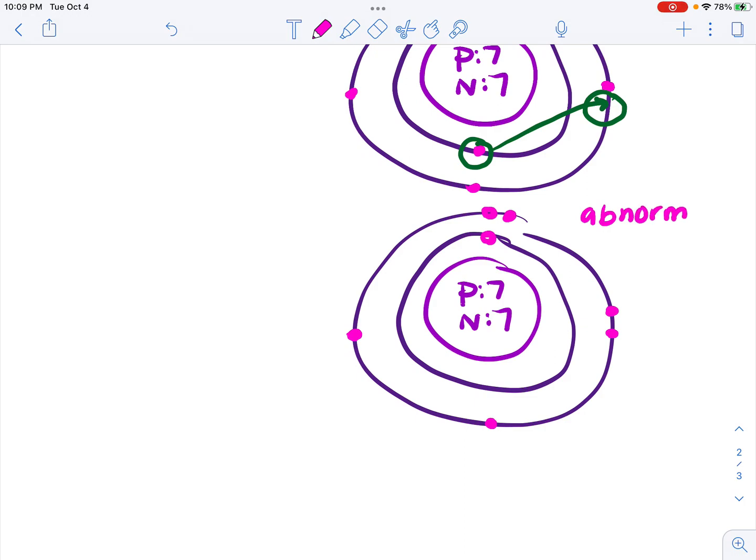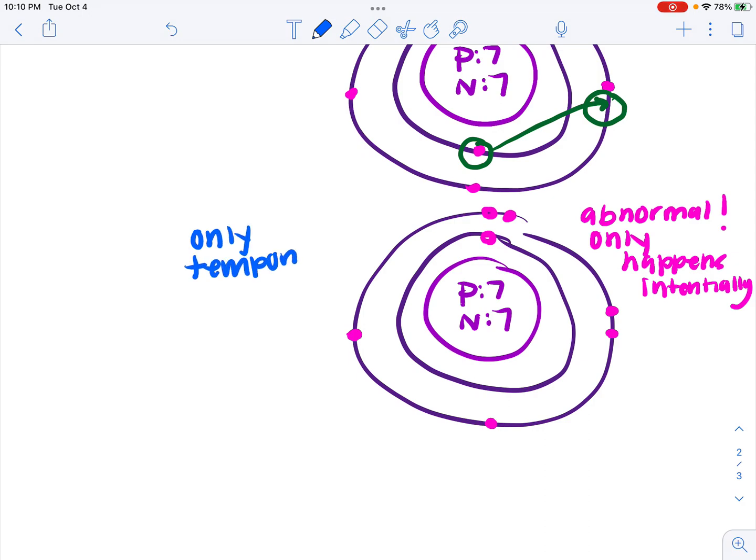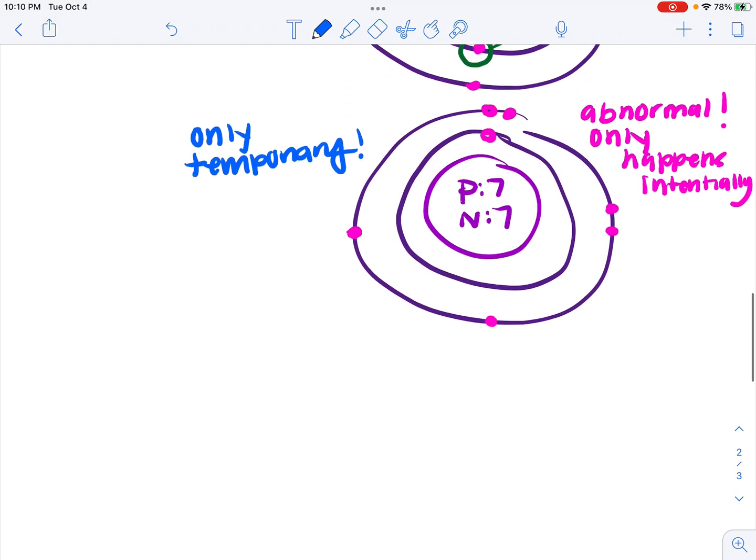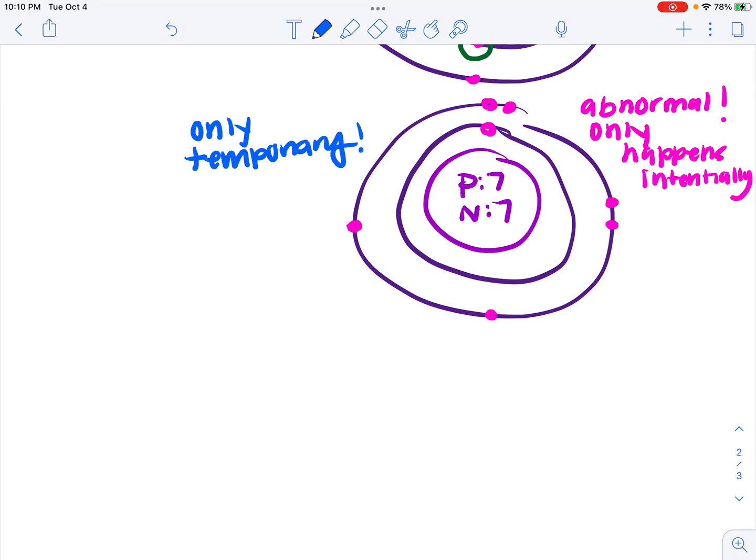Now, this is abnormal. This doesn't just happen. This only happens intentionally. Something has to make the electron do this. And if we think back to our definition of excited state, it's only temporary. Okay? And there are certain things that can cause the electrons to do this. Okay? So the causes for excited states.